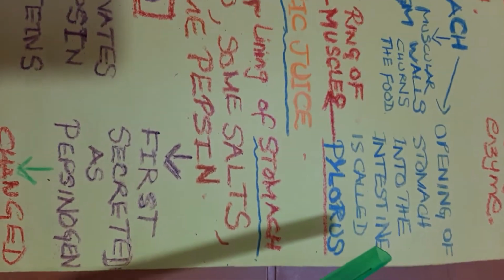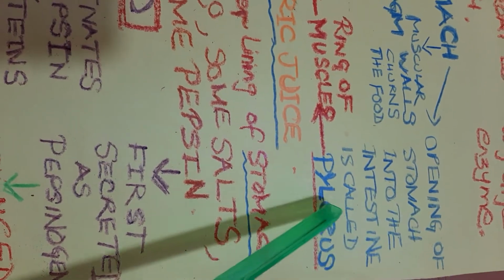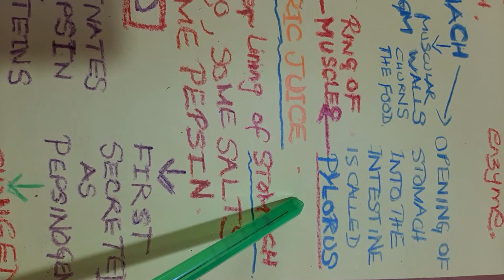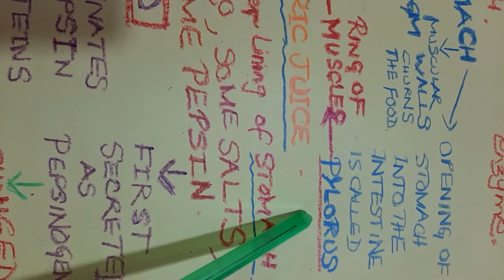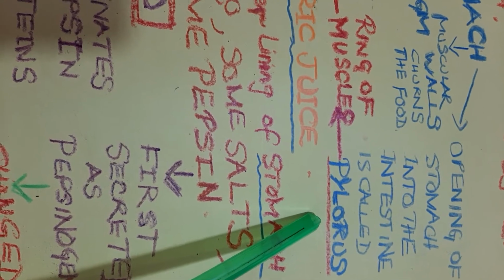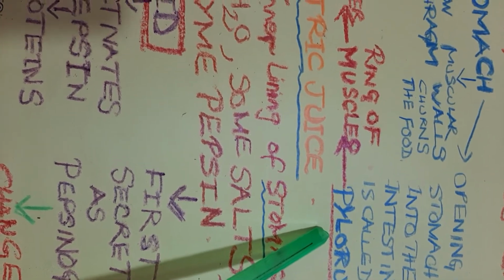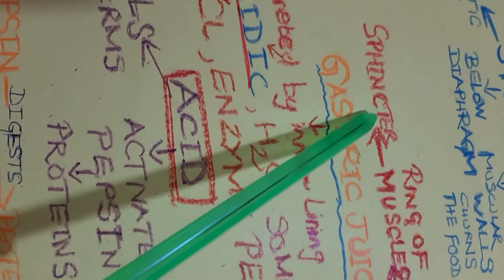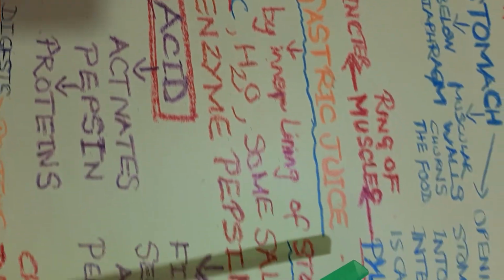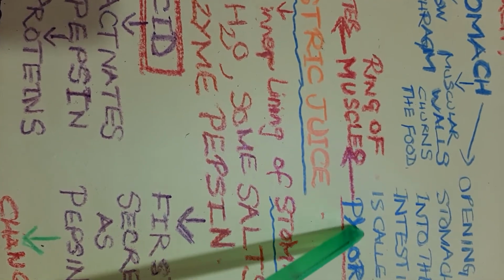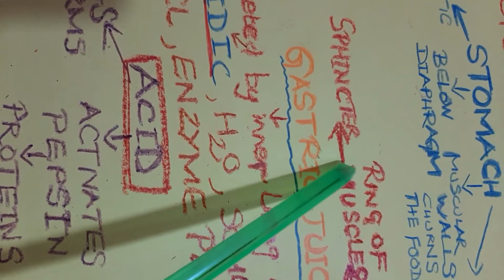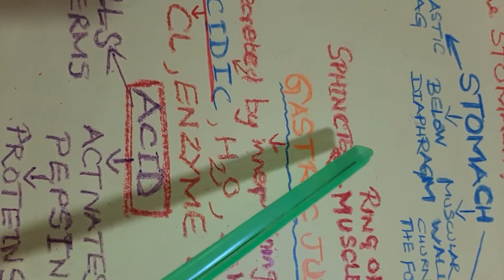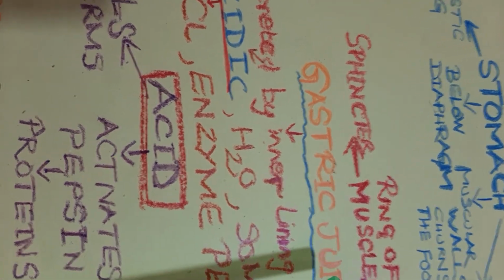Now the opening of the stomach into the small intestine is called the pylorus. I already showed you in the diagram. The pylorus has a ring of muscles called the sphincter. When the food is nicely churned and turns into chyme, the sphincter opens and the food moves into the small intestine.